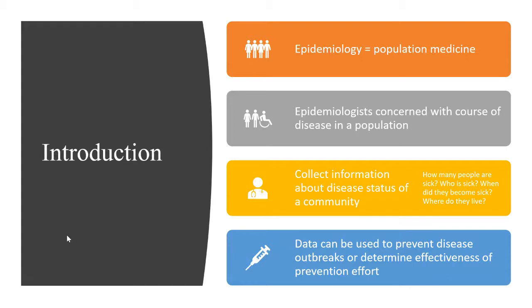They collect information about the disease status of a community, and some of the things they look at are how many people are sick, who is sick, are there certain people in the population that are more susceptible, when did they become sick, and where do they live. And then data is used to prevent disease outbreaks or determine the effectiveness of prevention efforts to see how well they have worked.